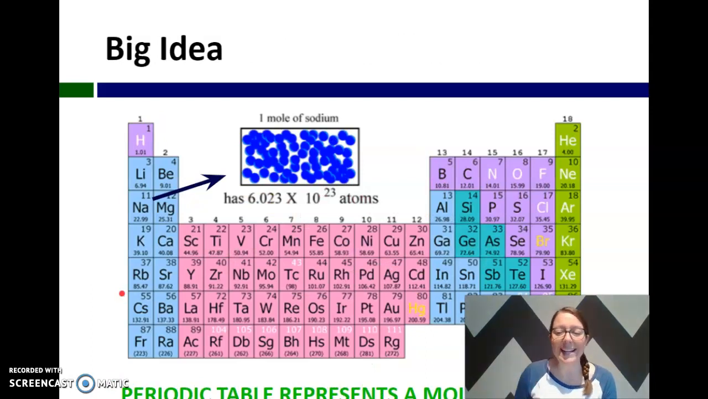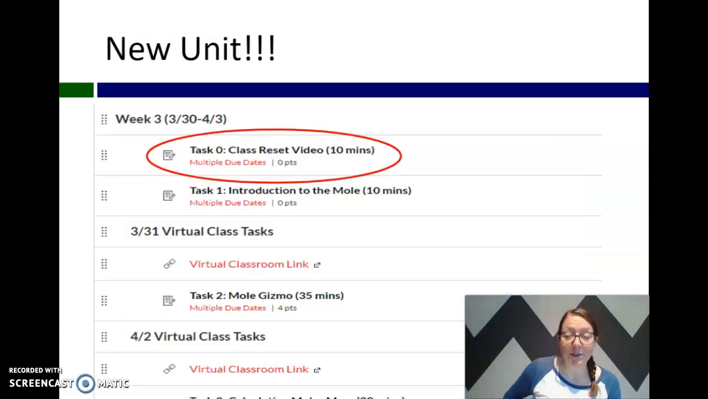If we look at our handy dandy periodic table, you'll notice that a mole of sodium contains this many atoms. That's a lot. But so does a mole of copper. It contains the same amount of atoms. The difference being the mole of sodium weighs 23 grams, whereas the mole of copper weighs 63. So we're going to use a lot of math on this periodic table and a lot of these atomic masses in order to work in the quantity, the unit, and counting feature of a mole. That's what this unit is about.